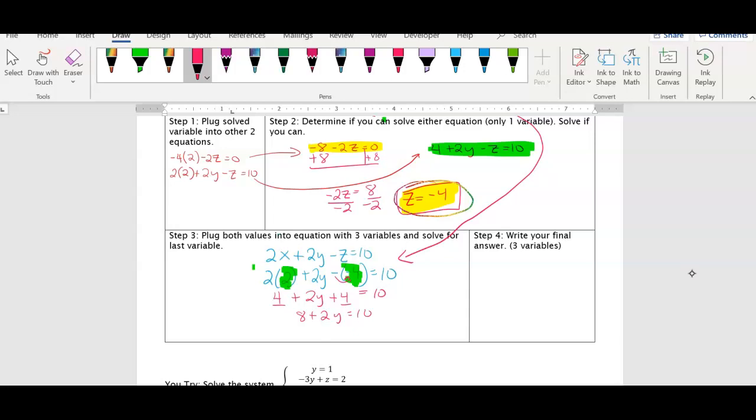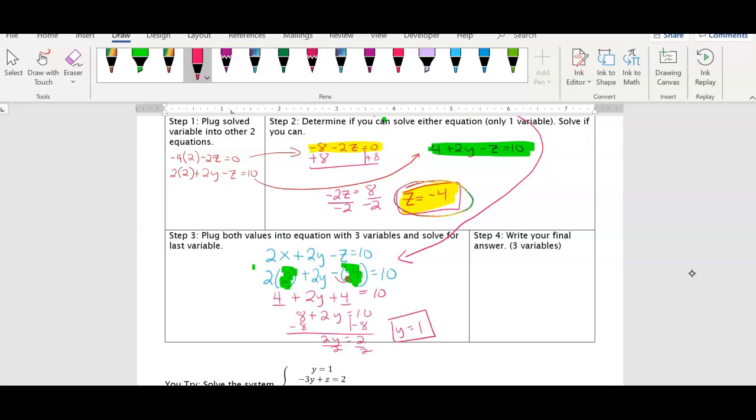So now I can continue to solve. I want to get y by itself, so I'm going to take the 8 and move it over. So I have -8 on both sides. So now I have 2y equals 10 minus 8, which is 2. Last step is to divide each side by 2. And y equals 2 divided by 2 is 1.